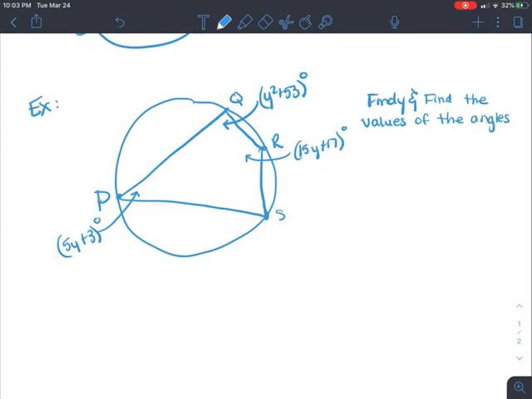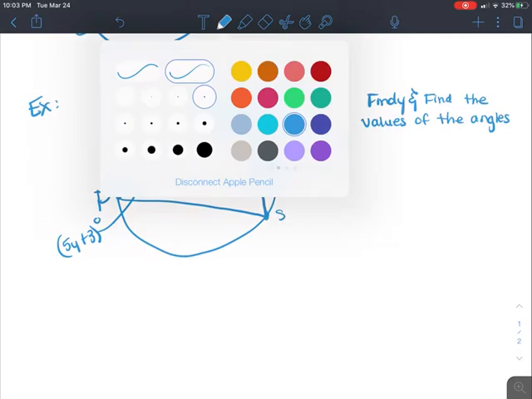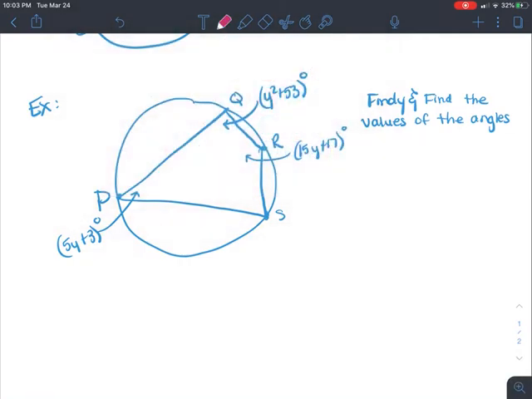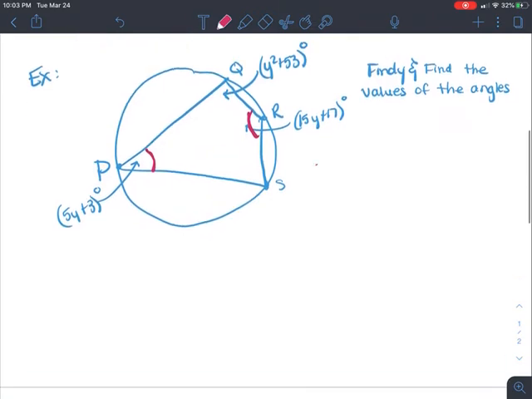I like to use different colors, so I'm going to pick the pink again. I'm going to use the fact that opposite angles add up to 180 degrees to help me solve for y. Here I am going to use angle P and angle R. Since those are opposite, I would be able to use Q and S, but S does not have a value, so I can't set it equal to 180 degrees. So I'm going to say 5y plus 3 plus 15y plus 17 equals 180 degrees.